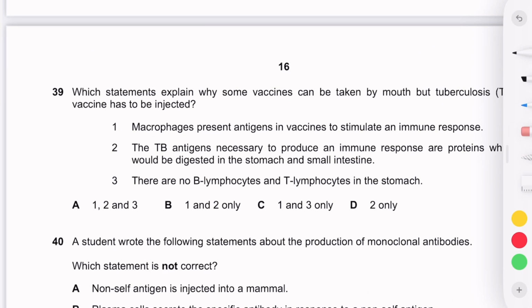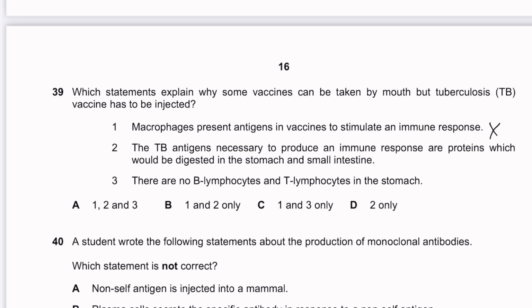39. Which statements explain why some vaccines can be taken by mouth, but the tuberculosis TB vaccine has to be injected? Macrophages present antigens in vaccines to stimulate an immune response. This is a correct statement. However, this is not the reason why the vaccine has to be injected and not taken in by mouth. So this is wrong.